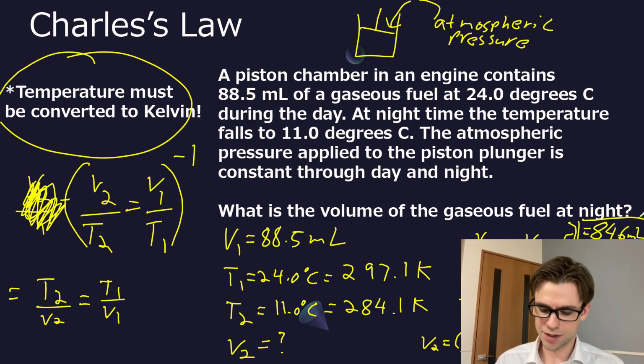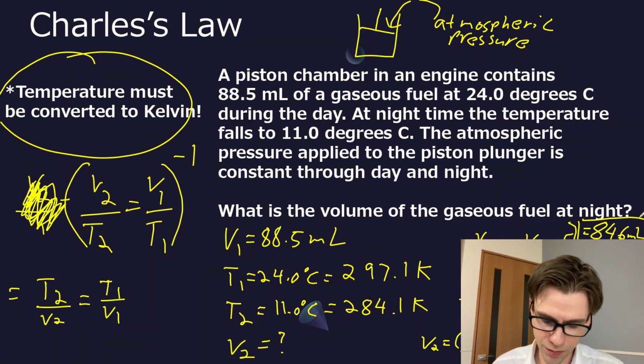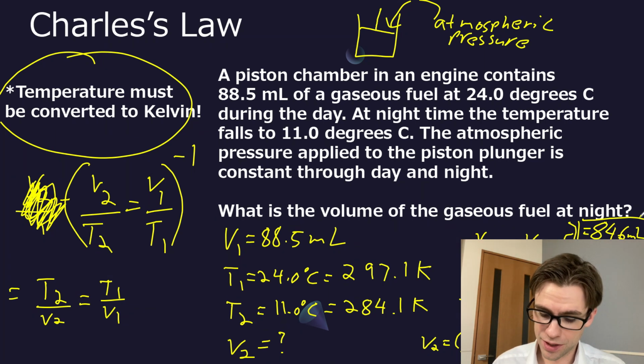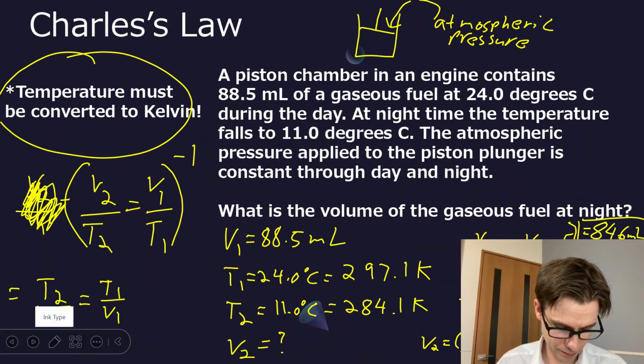Okay. Does that make sense? We had 88.5 milliliters of a gas during the day. At nighttime, it cools down. The gas contracts to a slightly lower volume. It's not half, even though 11 is less than half of 24. It's just a small fraction smaller, and that's because we need to consider Kelvin temperatures instead. Okay, I think that's a reasonable answer to this question. Moving on.